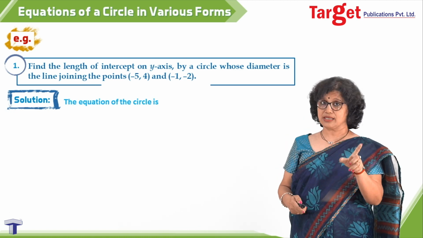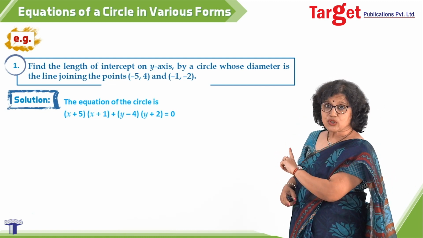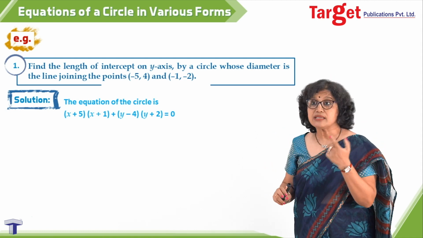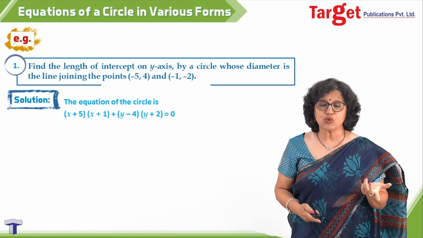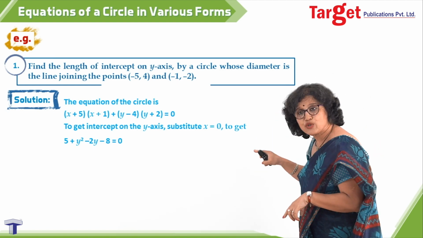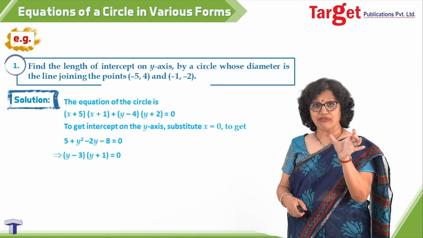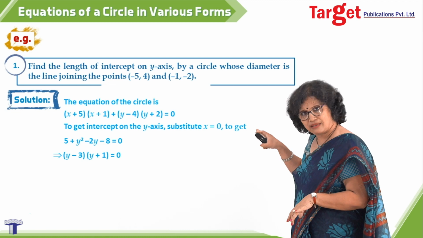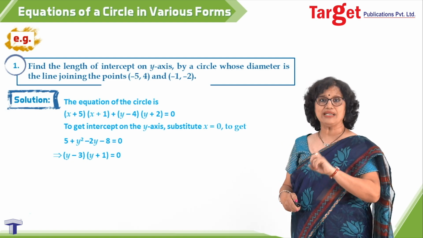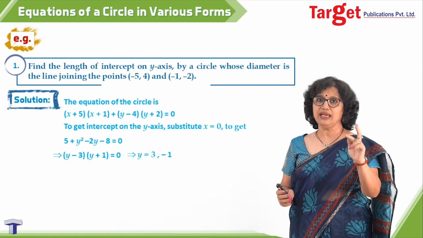We write the equation of the circle as (x + 5)(x + 1) + (y - 4)(y + 2) = 0. This is the standard diameter form. Now, the question is regarding the y-intercept, so I will have to substitute x equal to 0. If I substitute x equal to 0, the changed equation becomes y square minus 2y minus 8 plus 5 equal to 0. If I factorize straight away, (y - 3)(y + 1). I have deliberately done this so that I can straight away get the y coordinates of the points where the circle meets the y-axis, and that leads to y equal to 3, -1. So the actual points are (0, 3) and (0, -1).